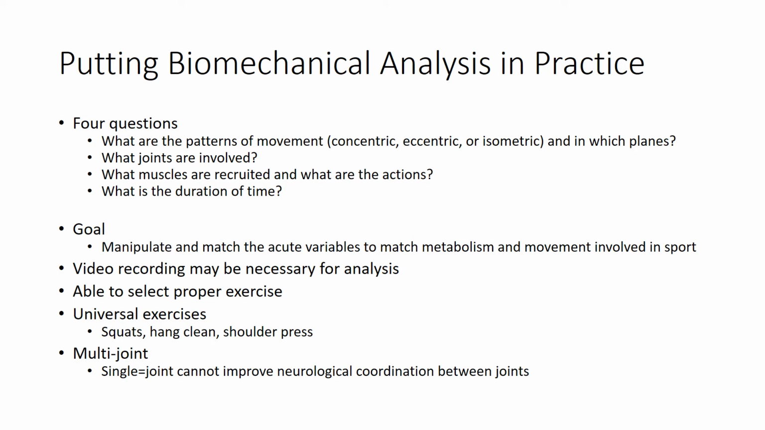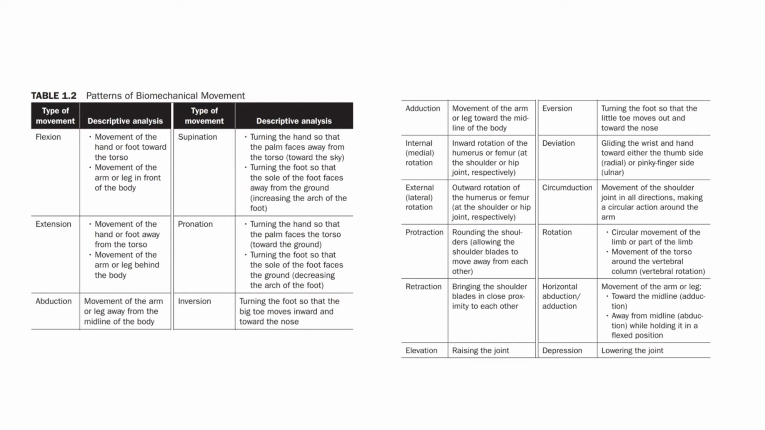Biomechanical analysis can ensure proper exercise selections when programming. However, there are some exercises that are universal in which all athletes can benefit from. These include the squat, hang cleans, and shoulder press. Additionally, multi-joint exercise is important as single joint exercise cannot improve neurological coordination between joints. On this slide, we can see the terminology when relating to biomechanical movement, which can help strength and conditioning professionals select exercises for program design.